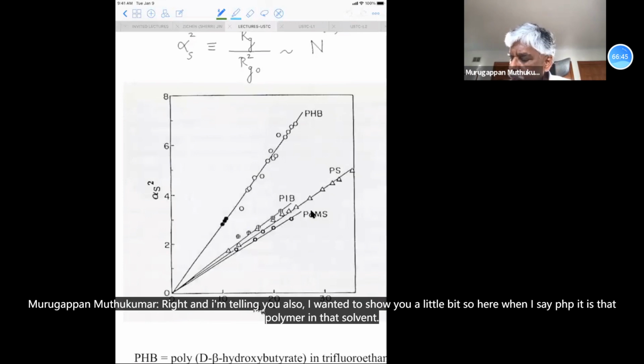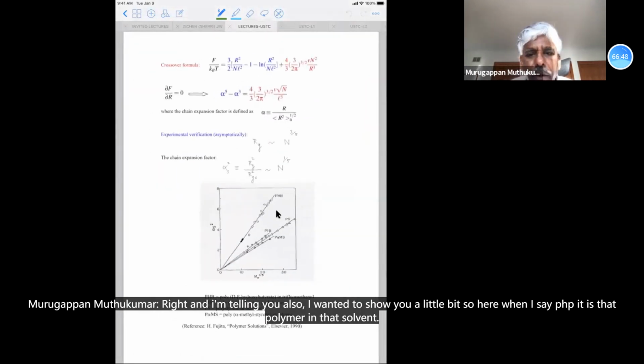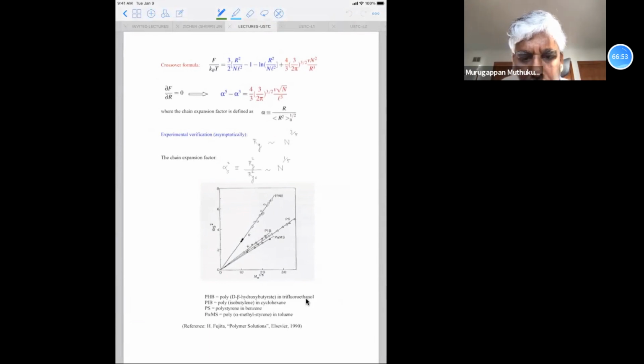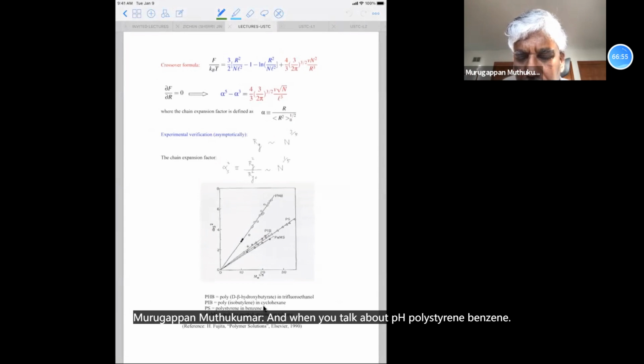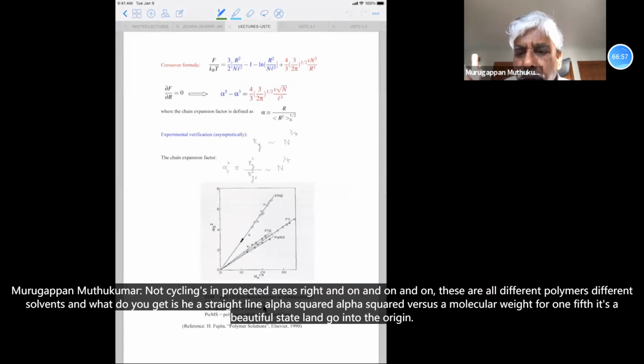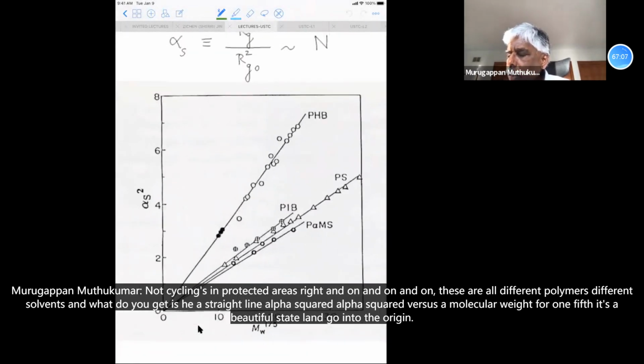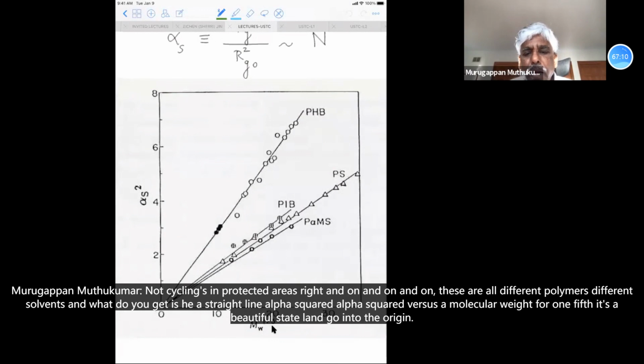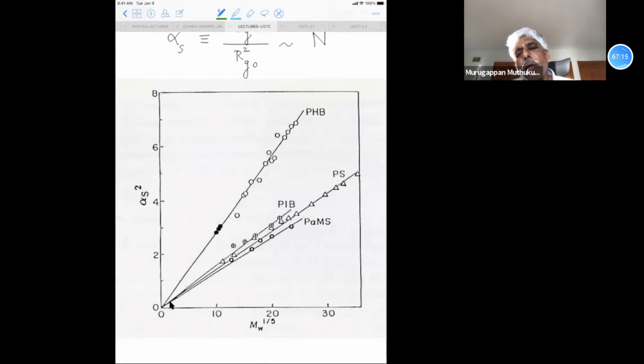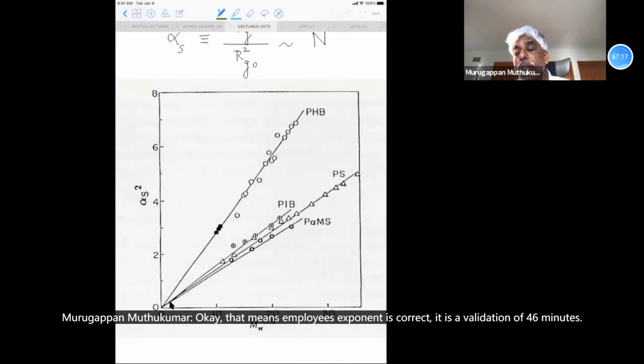I want to show you a little bit. Here, when I say PHB, it is that polymer in that solvent. And when I talk about PS, polystyrene in benzene, or cyclohexane at 25 degrees, and on and on. These are all different polymers, different solvents. And what you get is a straight line, alpha S squared versus molecular weight power 1/5. It's a beautiful straight line going through the origin. That means Flory's exponent is correct. It is a validation of Flory's exponent.